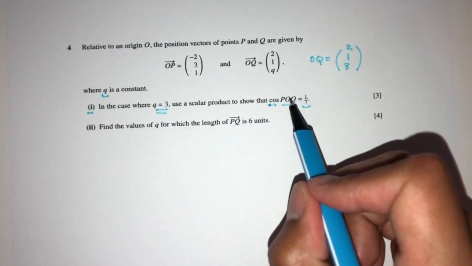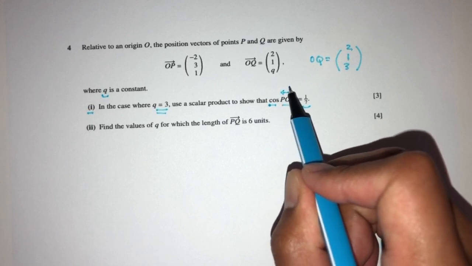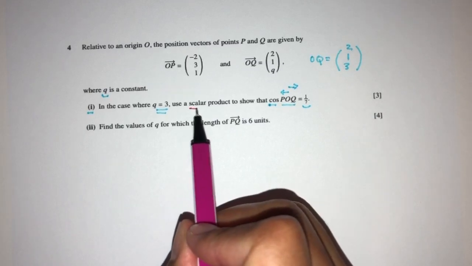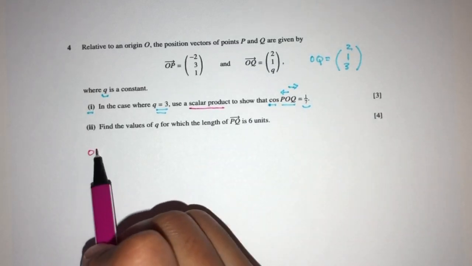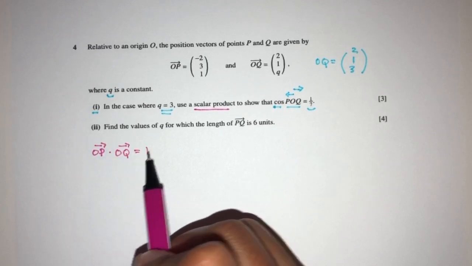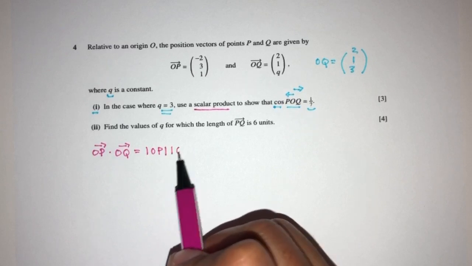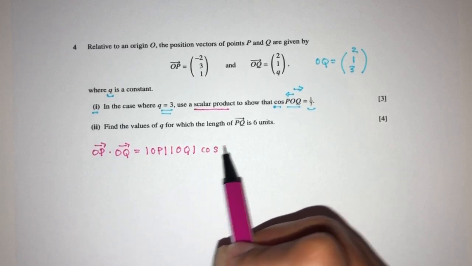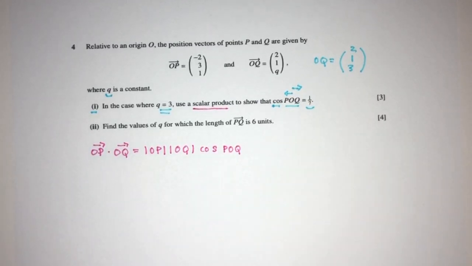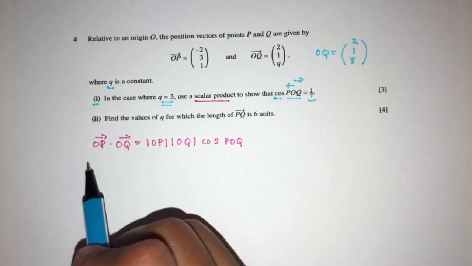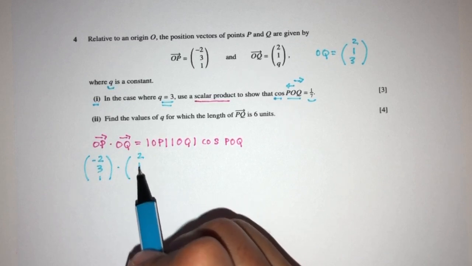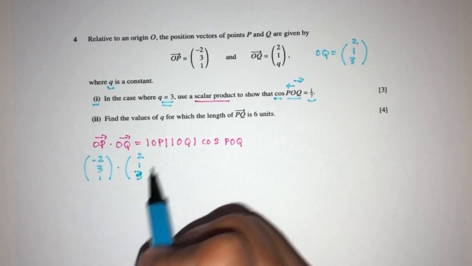Okay, pretty easy. Now, POQ, from O going to P and O going to Q. So here we can just use our knowledge of scalar product to show this. So it will be OP dot product OQ, which has to be the magnitude of OP, the magnitude of OQ, and cos of the angle POQ. So let's see if we can show this is equal to this. One by one, OP is given to you by -2, 3, 1. OQ is 2, 1, and Q is now 3, so 2, 1, 3.